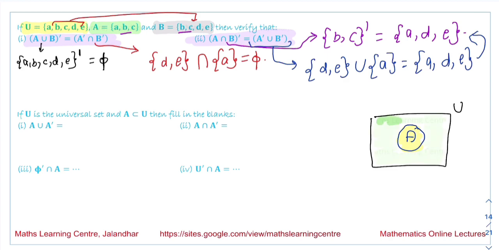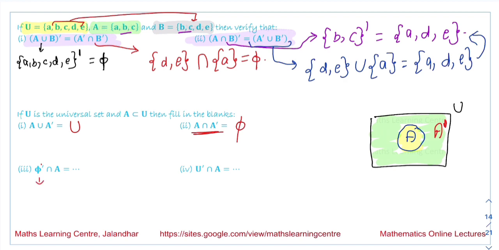This is the set A complement we are talking about. This outside set we are saying is A complement. So what is A union A complement? That is equal to the universal set U. What is the intersection of these two sets? What is common between these two sets? It is phi.